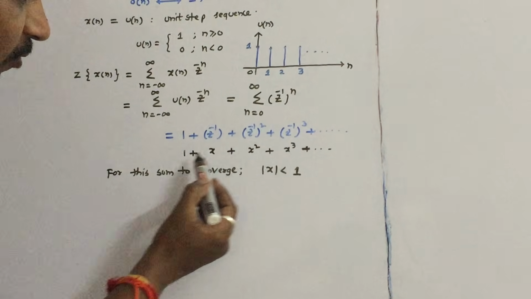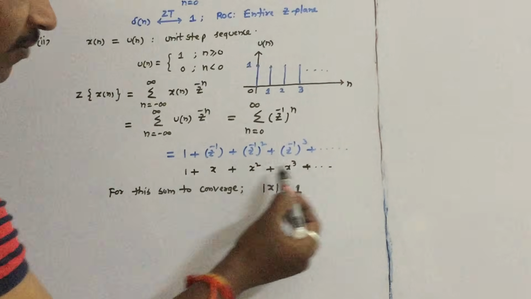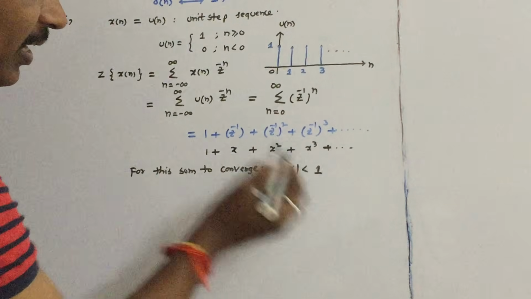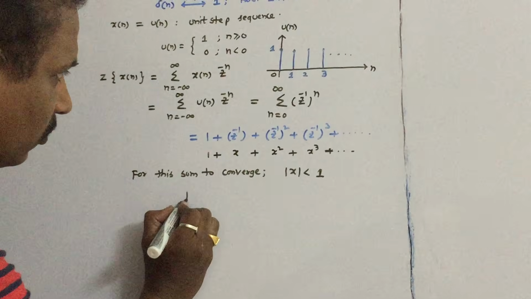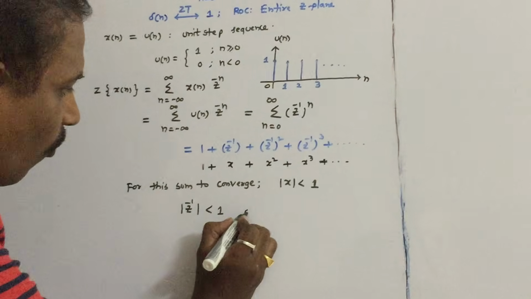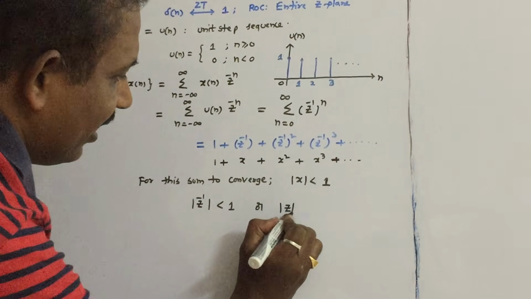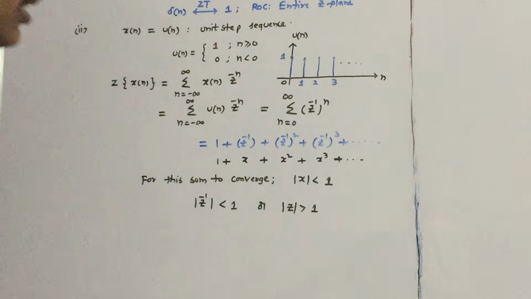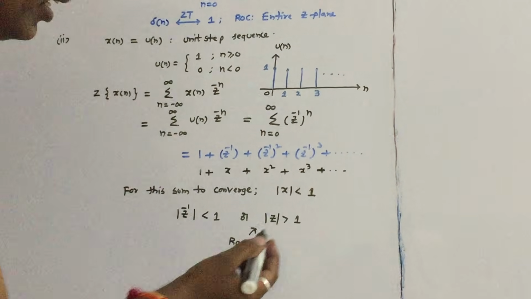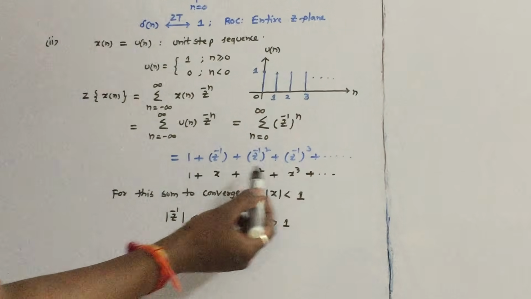If you substitute mod x less than 1, then only the sum will reach a finite value. If mod x is greater than 1, this sum will reach infinity. So for the sum to converge, mod x must be less than 1. What is x here? So mod z power minus 1 must be less than 1, or we can take z to the right side, it will become mod z greater than 1. So this is the ROC for this problem. That is, the region outside the unit circle is the ROC. Now let us come to this formula.